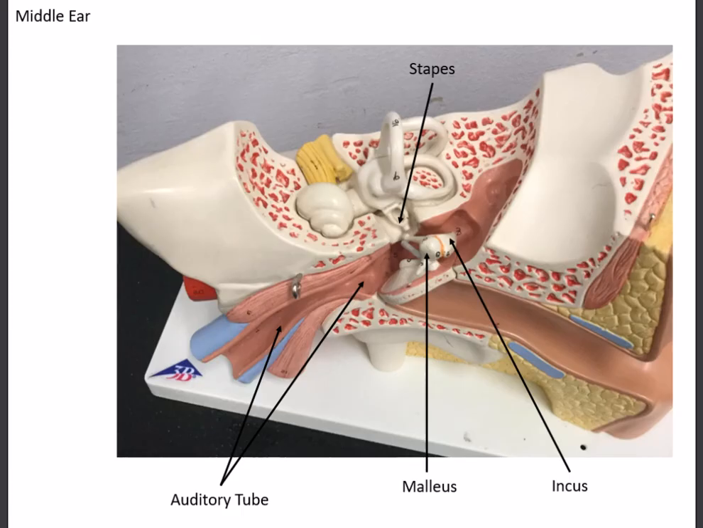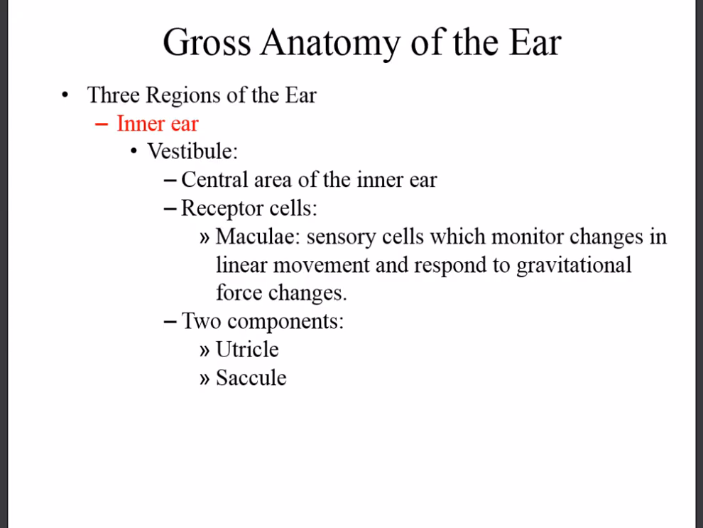Finally, the last part of the ear is the inner ear. Now, there's a central area within the inner ear called the vestibule. This contains some specialized sensory cells that actually help to monitor linear movement. If we were to just go on our chair with rollers and roll back and forth, these sensory cells would pick that up. They also respond to any gravitational changes. This vestibule actually has two parts, the utricle and the saccule.